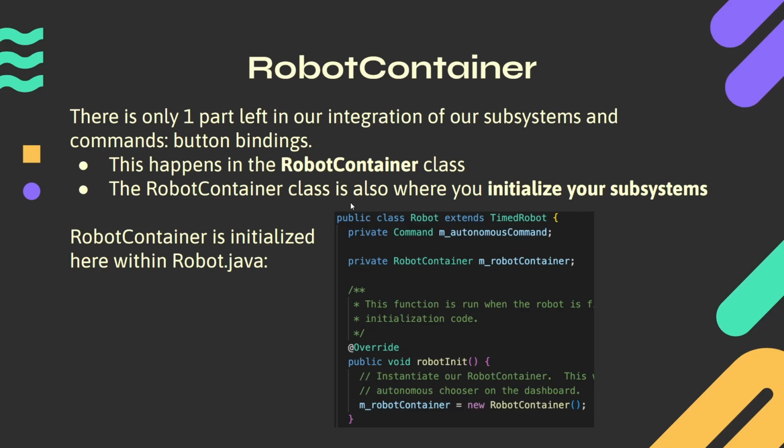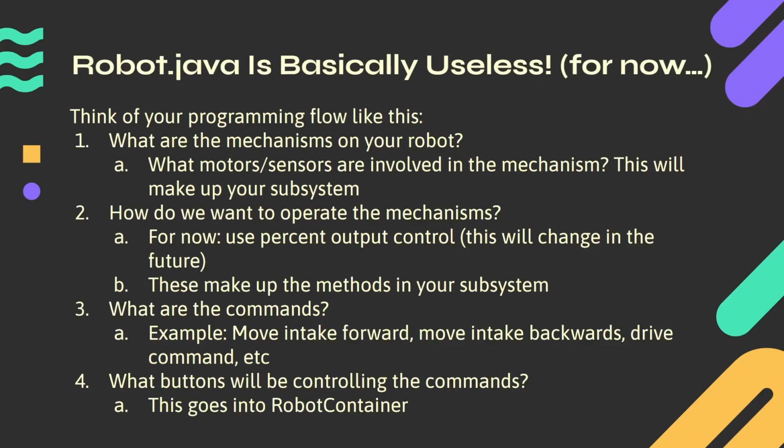Something to keep in mind is that robot container is already initialized within robot.java. So we have a robot container, and it's initialized right here inside robot init. In a way, you could say that robot.java is still involved because robot container is where you're going to add all your button bindings. But at this point, robot.java is basically useless.